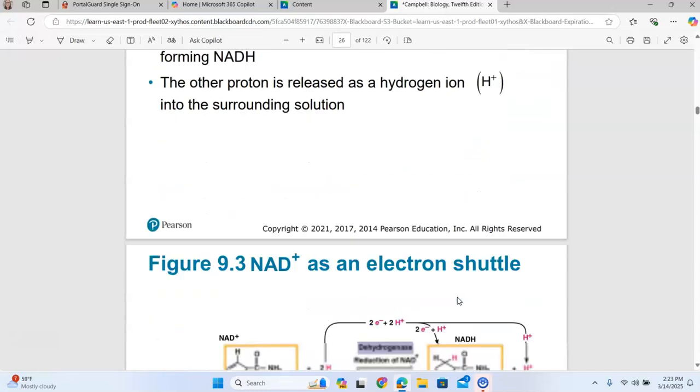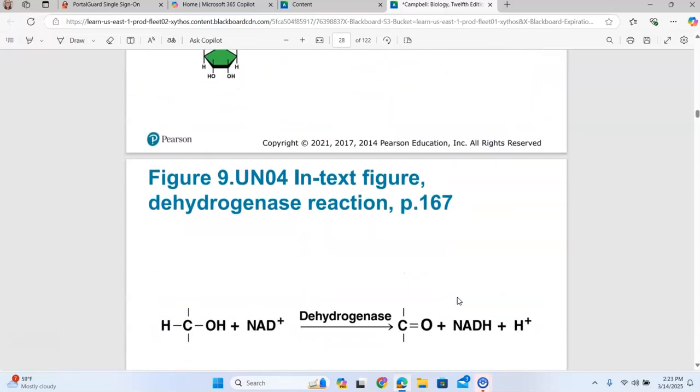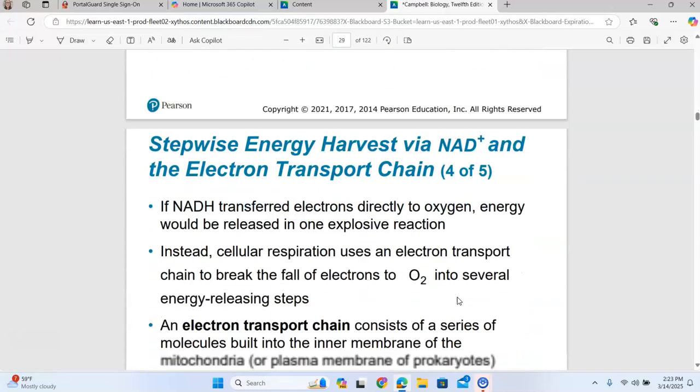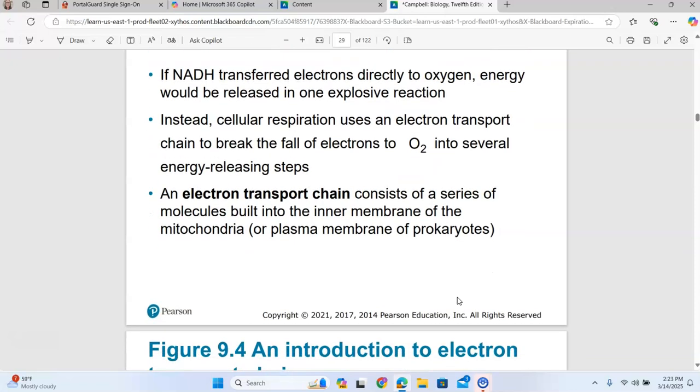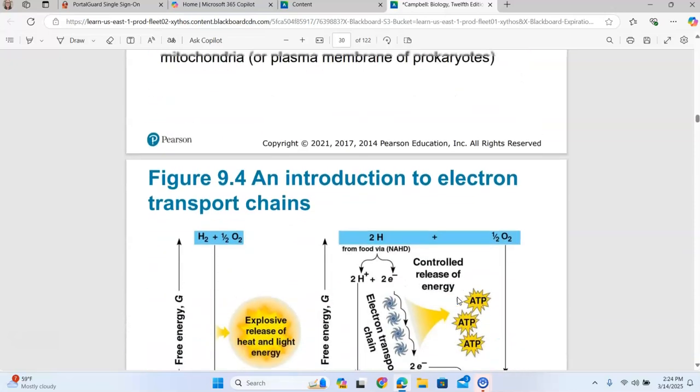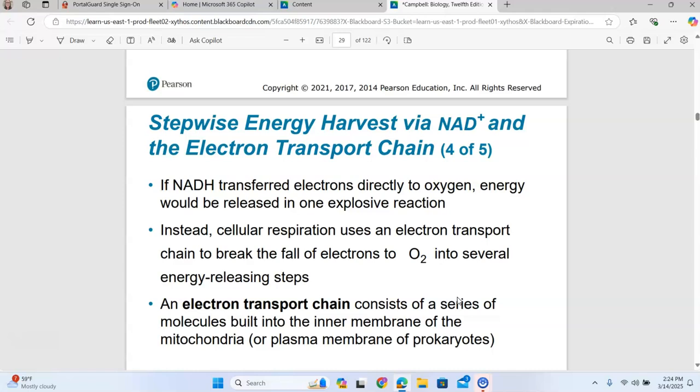And then FADH2 is another one. I don't know if we have a slide on that or not. It doesn't look like it. But NADH and FADH2 are both coenzymes that are used to make ATP during the last step of cellular respiration called the electron transport chain.